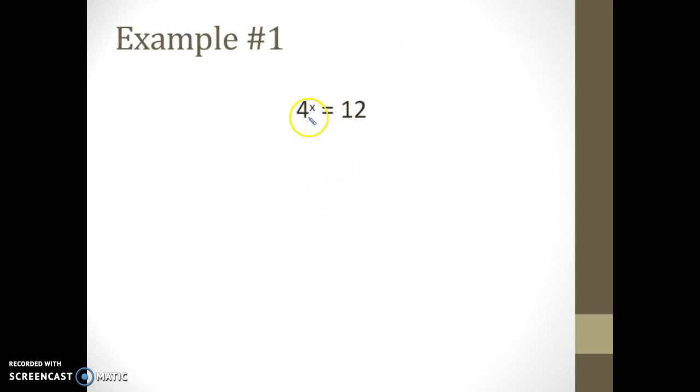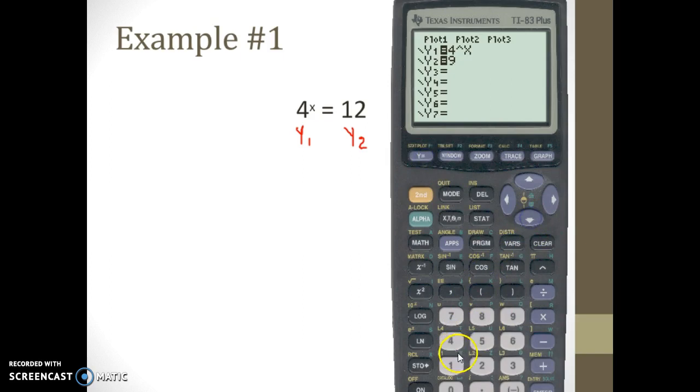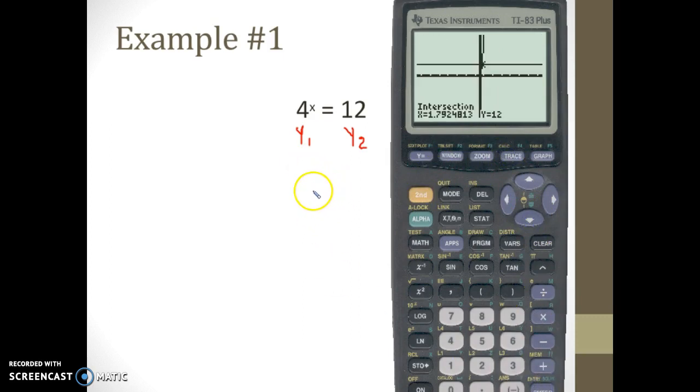Alright, so for this example, I can rewrite 4 as 2 squared, but I can't do that for 12. So I'm going to put this in y1 and 12 in y2. So I have 4 to the x and then a 12. I'm going to go to my graph. Now in this case, because I'm using 12, 12 is going to be up here out of my window. So I'm going to just zoom out so that I can see that intersection. So there's my exponential curve. Here's my horizontal line. I don't actually have to be able to see it clearly as long as it's in my window. So I'm going to go second trace, intersect, enter, enter, enter. And x equals 1.8.